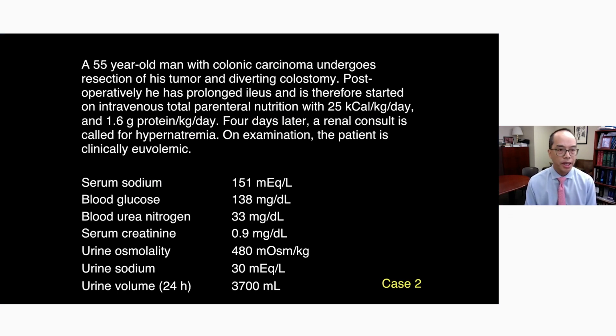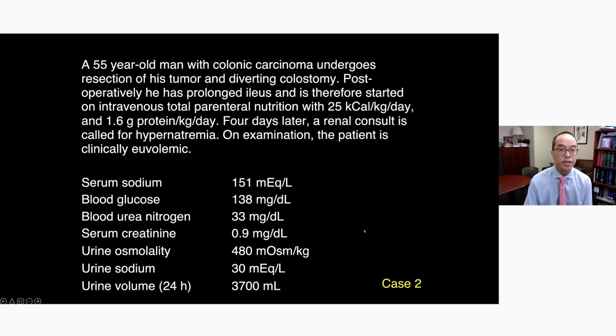Okay, on to the next case. A 55-year-old man with colonic carcinoma who undergoes resection of his tumor and diverting colostomy, and because of that, he has a post-op prolonged ileus and needs TPN. Four days later, a renal consult is called for hypernatremia. The patient looks euvolemic, but has a sodium of 151, urine osmolality is 480, urine volume is 3.7 liters.